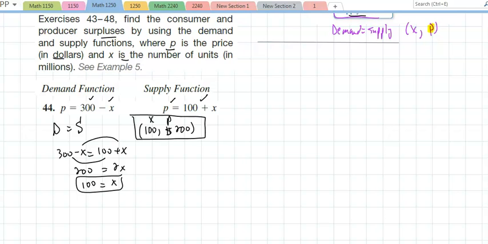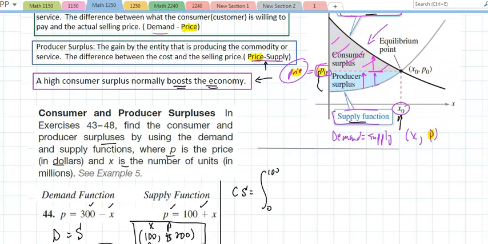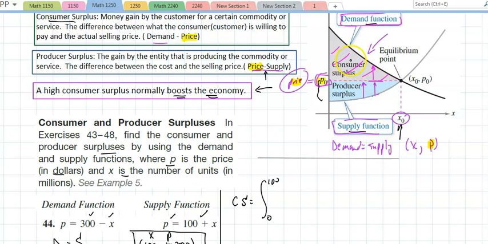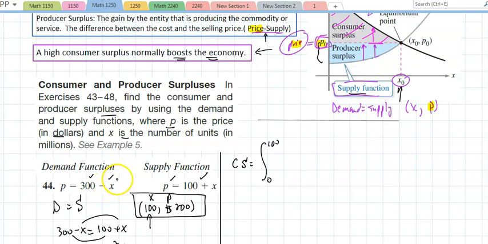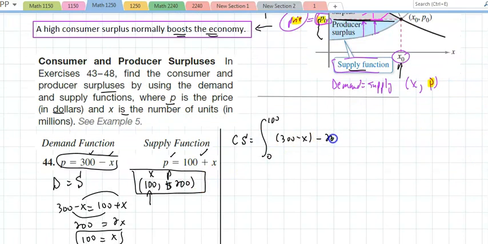So now I know what to do. If I want to figure out the consumer surplus, I will take the integral from 0 to 100 units. That's why I need to know where that is. Of what? Since I'm giving you this graph, if you're looking for consumer, I'm looking at the gray area. That's the top, the demand function. Do you see where the demand function is? It's right there. The demand is 300 minus X, minus, and do you see the bottom is the price? What would be the price in this case? The price is $200.